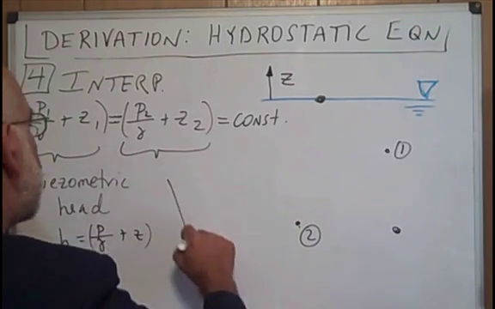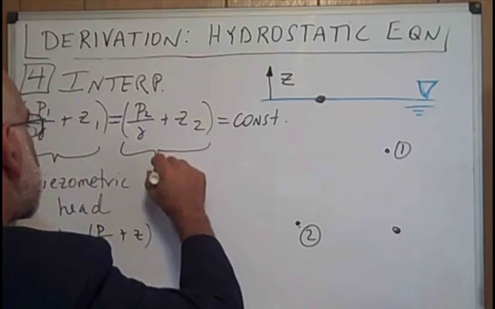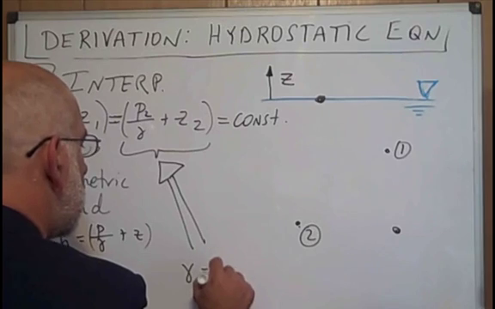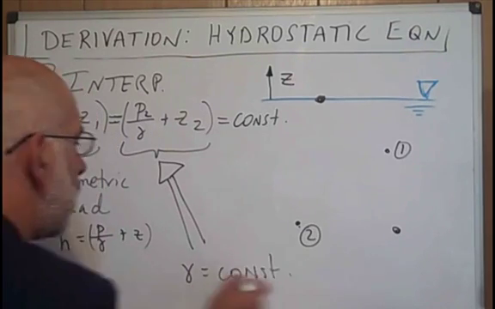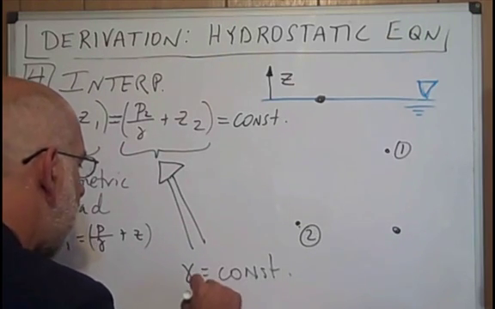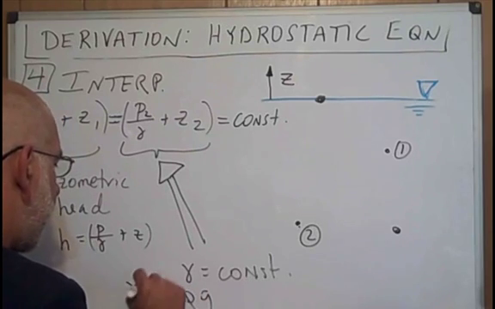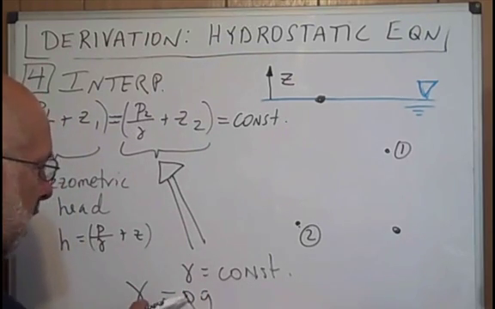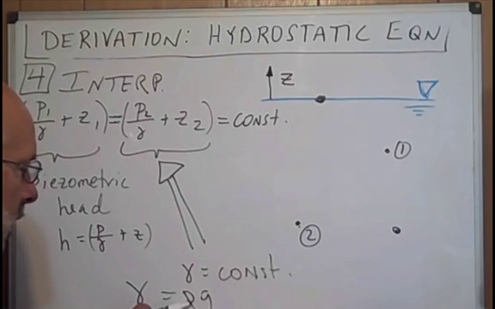And the only assumption we made in deriving this is that gamma equals constant, and we made this assumption to pull gamma out of the integral. And we can also write gamma equals rho g. So if gamma is constant, that's another way of saying we're assuming the fluid density is constant and the gravity field is constant.